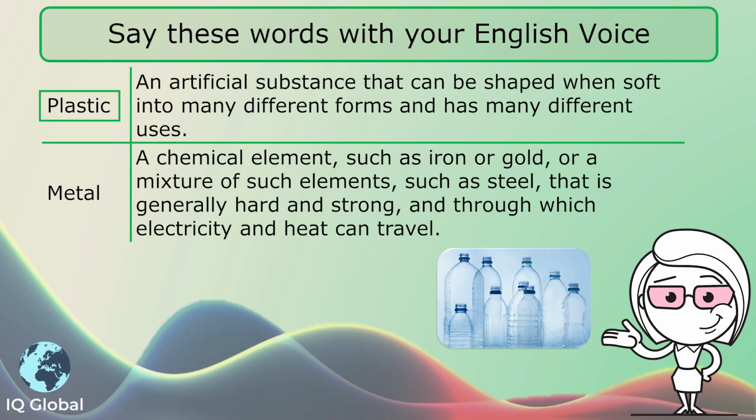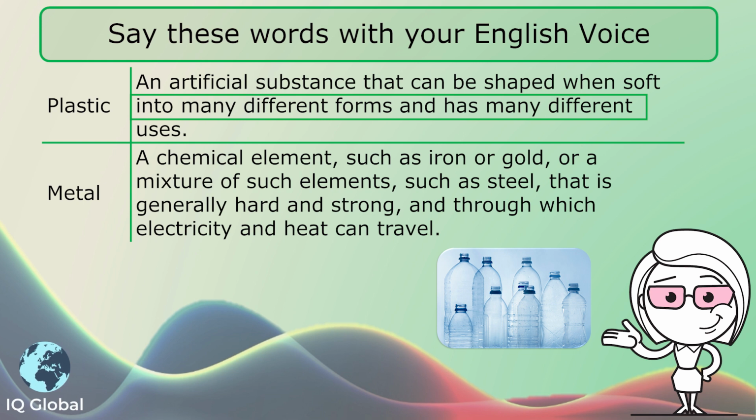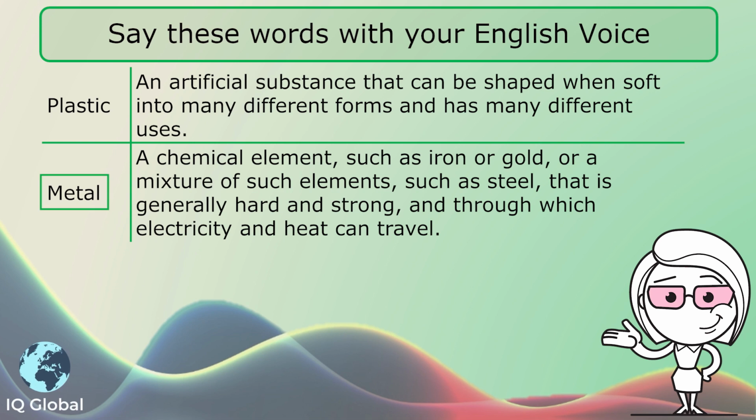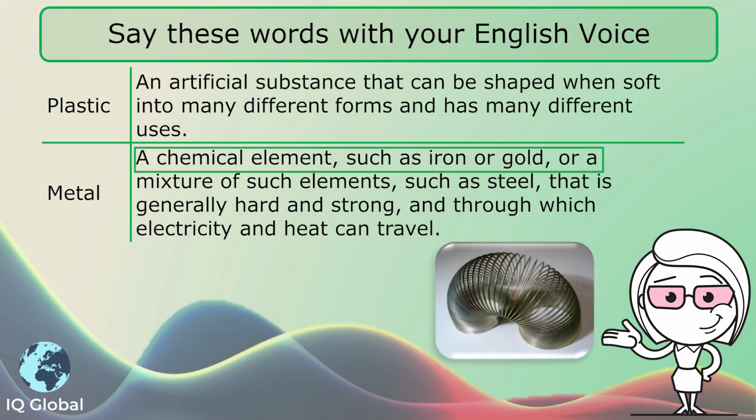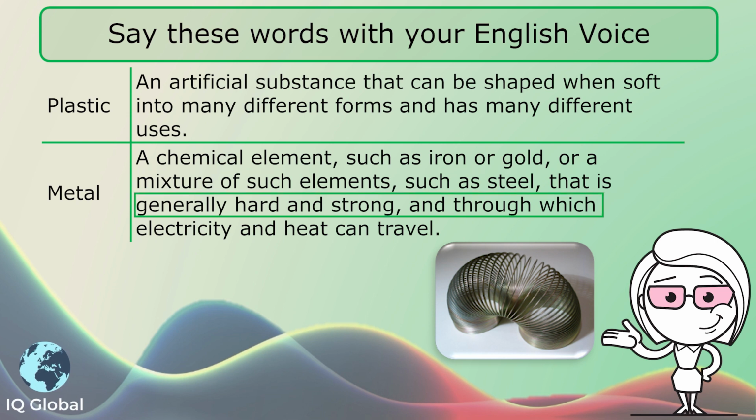Plastic. Plastic is an artificial substance that can be shaped when soft into many different forms and has many different uses. Metal. This is a chemical element such as iron or gold, or a mixture of such elements, such as steel that is generally hard and strong, and through which electricity and heat can travel.